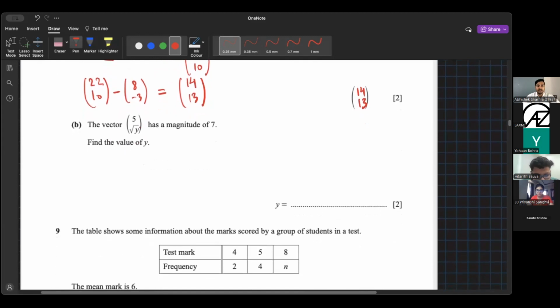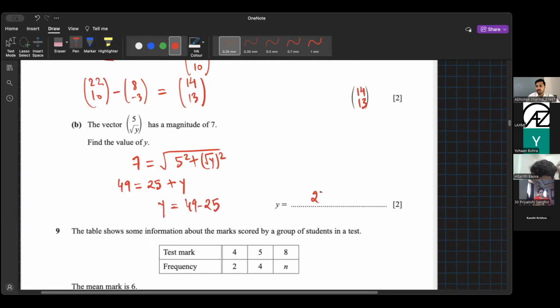Next part, it says the vector (5, root y) has a magnitude of 7. Find the value of y. We know that magnitude 7 will be equal to under root of 5 squared plus root y squared. Now let's square both sides. We can write 49 is equal to 25 plus y. So y is equal to 49 minus 25. That is going to be 24. Clear?